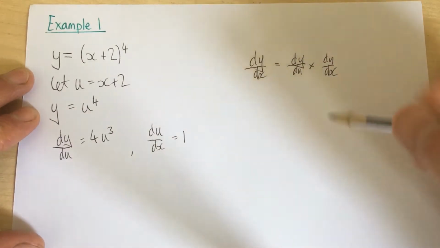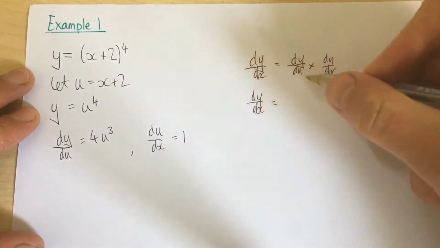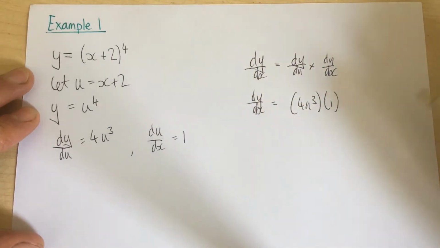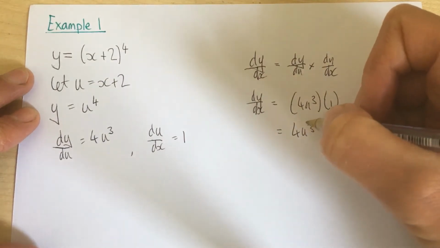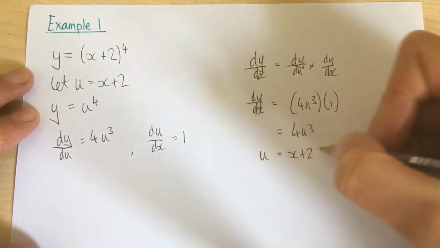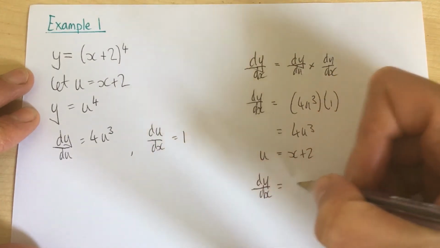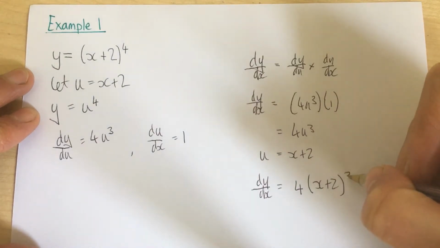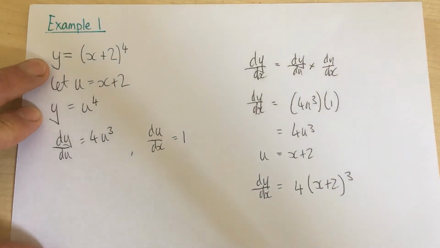So in this case we get dy by dx equals 4u cubed multiplied by 1, which of course is 4u cubed. If we substitute u equals x plus 2 into this, we get our final answer, dy by dx equals 4 brackets x plus 2 all to the power of 3. This is the required derivative of our original function.